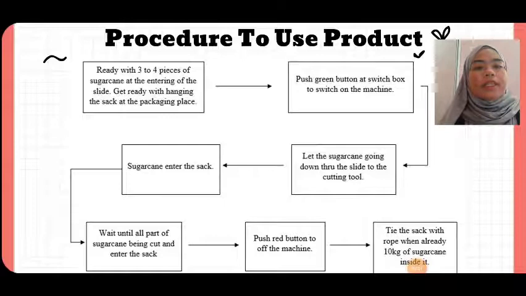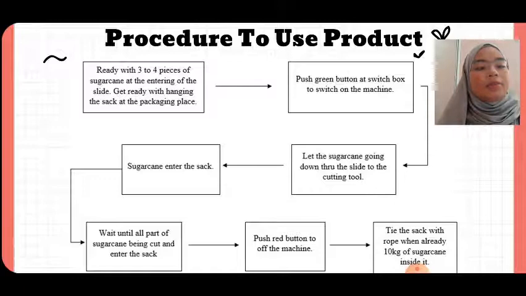Proceed to use the product. The first one is to get ready with 3 to 4 pieces of sugarcane at the entrance of the slide, and hang the sack at the packaging place. The second one is to push the green button at the switch box to switch on the machine. The next one is to let the sugarcane go down through the slide to the cutting tool. After that, the sugarcane will enter the sack. Then, wait until all parts of the sugarcane are cut and enter the packaging sack. The next one is to push the red button to turn off the machine. The last one is to tie the sack with rope when there is already 10 kg of sugarcane inside it.